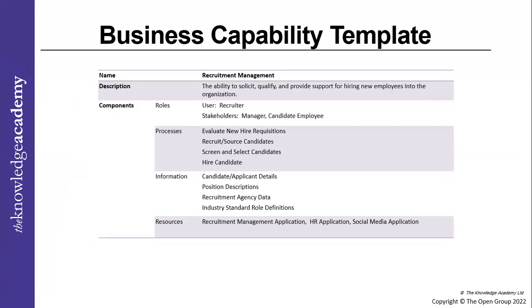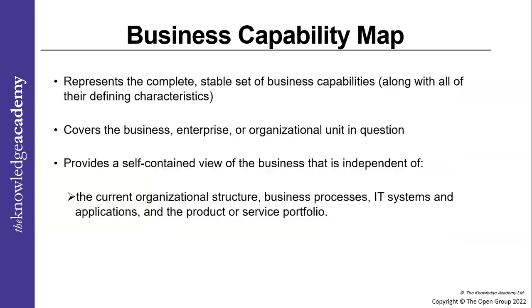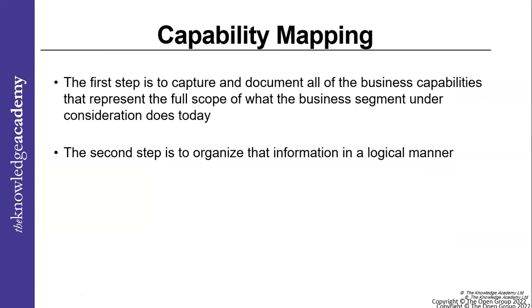Have a look at this one. Name here. So here the example is the recruitment manager. The description, the competence, all that. Next one. What is a capability map? We just saw that in the class some time back. Capability mapping.